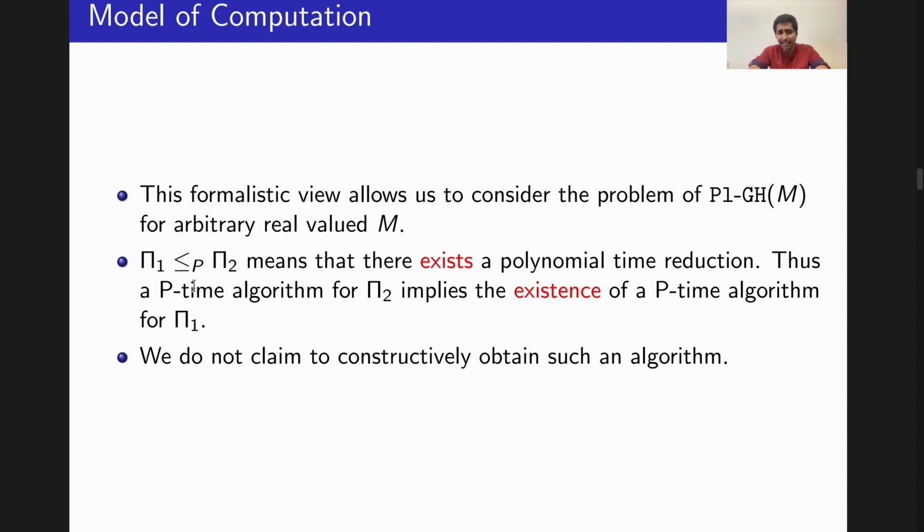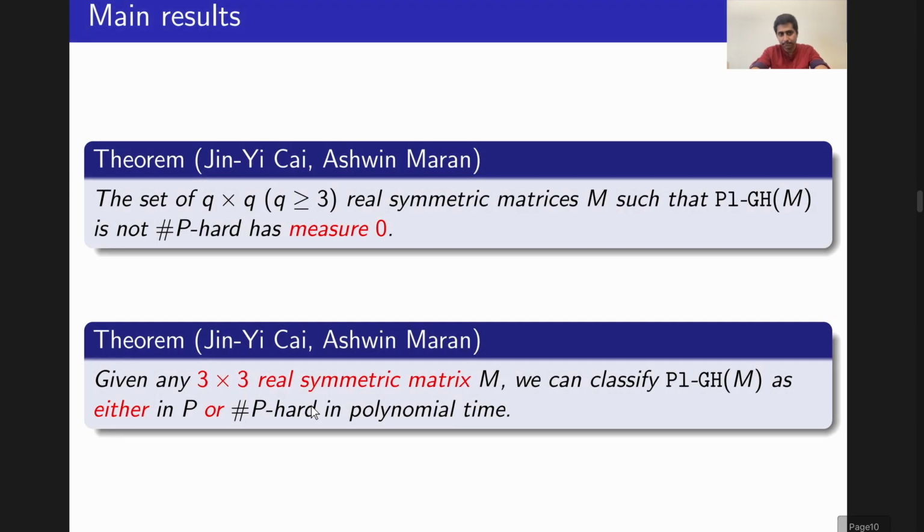Now, this formalistic view allows us to consider the problem for arbitrary real-valued M. And I want to again stress that when we say that the problem pi1 reduces to pi2, all we mean is that if there is a polynomial time algorithm for pi2, then there exists a polynomial time algorithm for pi1. We do not claim to constructively obtain such an algorithm. However, as we shall see later, this is sufficient for our purposes.